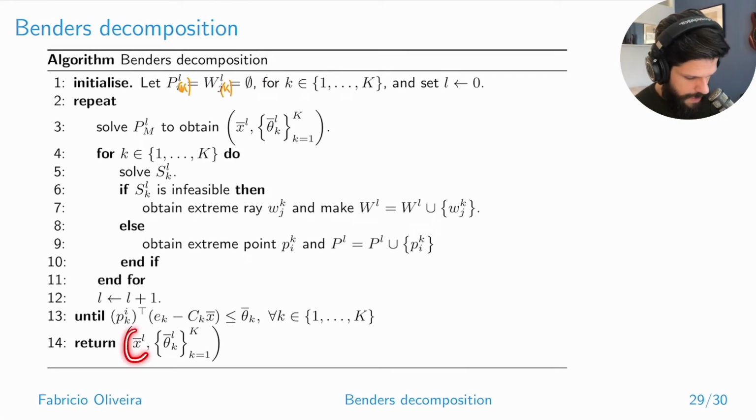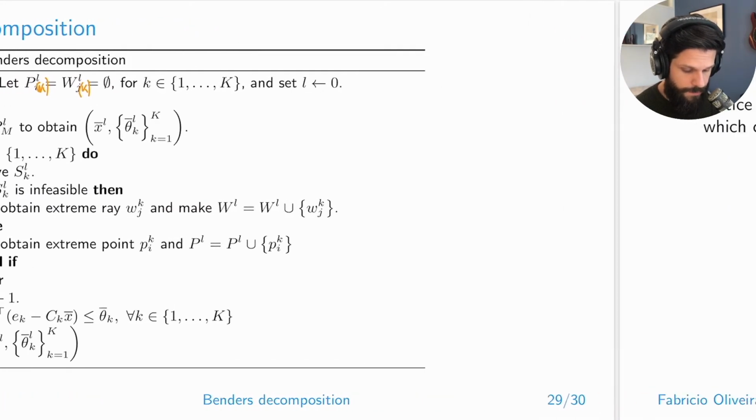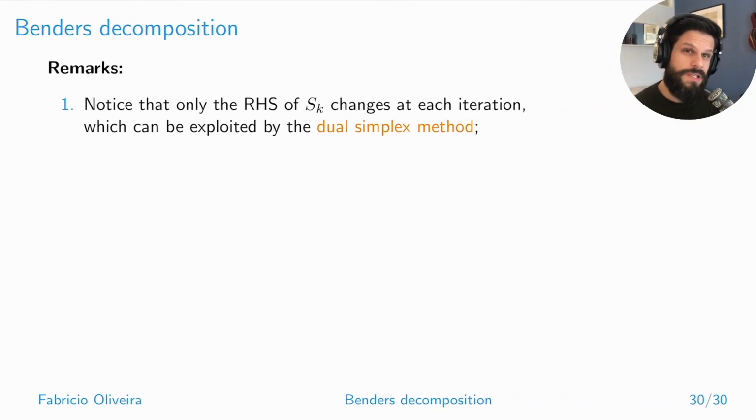And then you return the x that you found and the theta values. And if you want, you can even keep track of your dual solutions, so you return the values of the y's as well, of the solutions of your subproblem. So that's Benders decomposition. Very simple to explain, very hard to implement in terms of having it implemented efficiently.